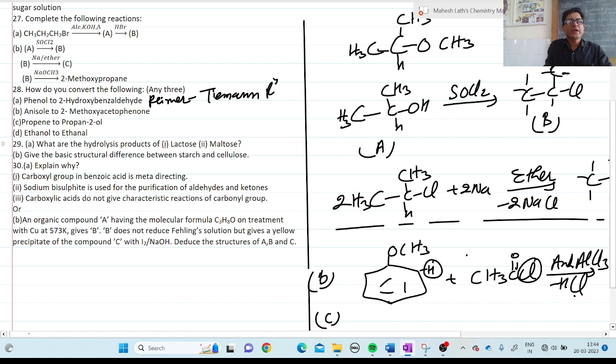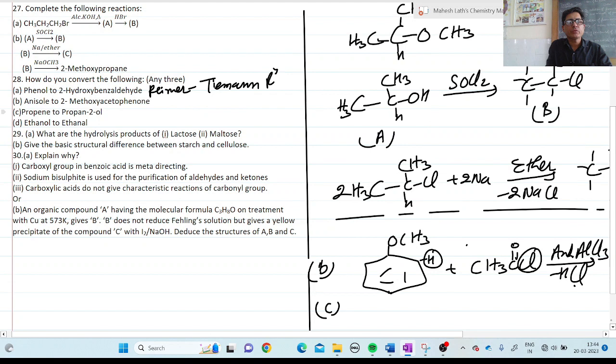C. Propene to propan-2-ol. It is a very simple reaction. Propene to propan-2-ol: just add water in presence of acid. CH3-CH=CH2, H2O in presence of H plus, acidic medium. Following Markovnikov's rule, it forms propan-2-ol.